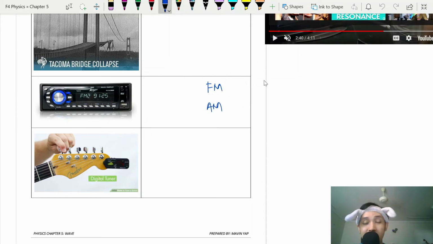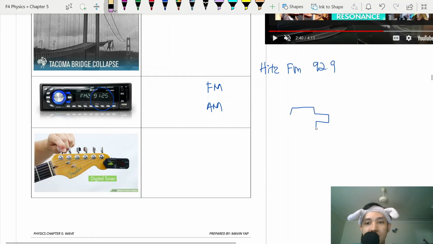Alright, so for example, because I don't know where you guys are, say in Klang Valley, Hits FM is 92.9. This is the channel, right? So you need to adjust this thing so that you reach the channel here. What you're doing right here is an example of resonance. So your car here, then your radio here.